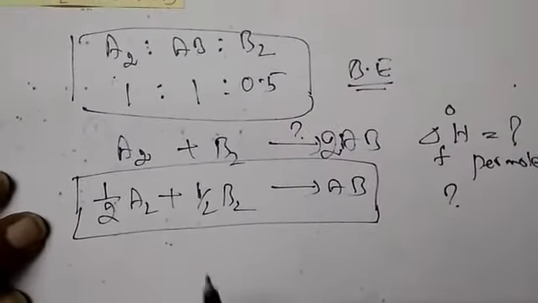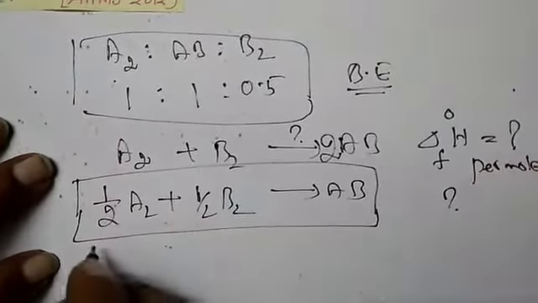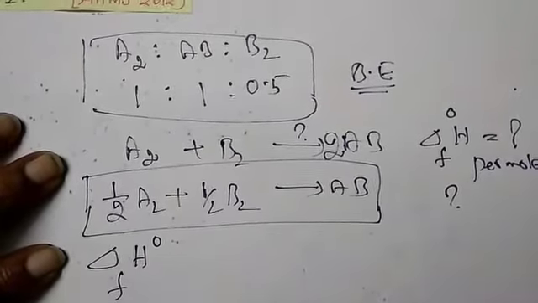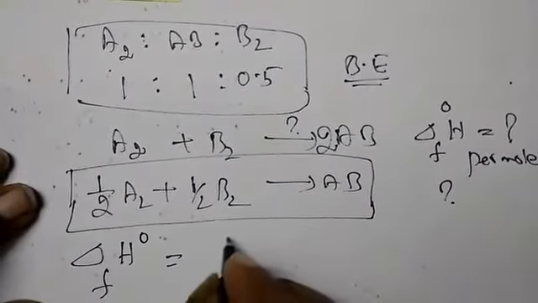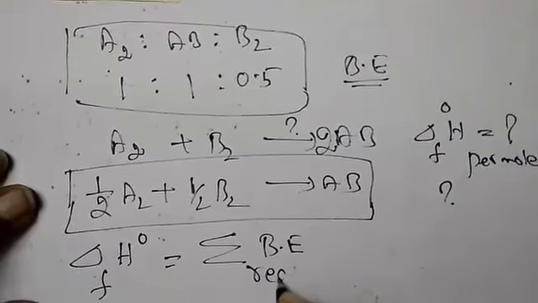Take it here. Next, in the case of bond energy, the formula is: standard enthalpy of formation is equal to the summation of bond energy of reactants.